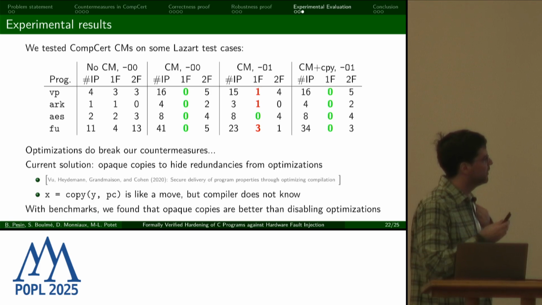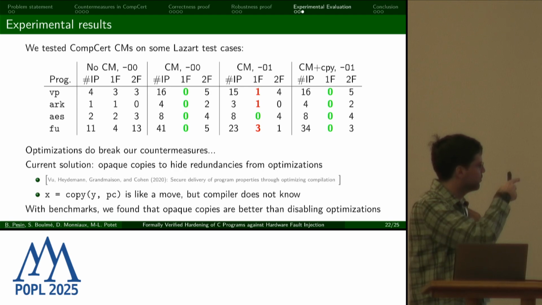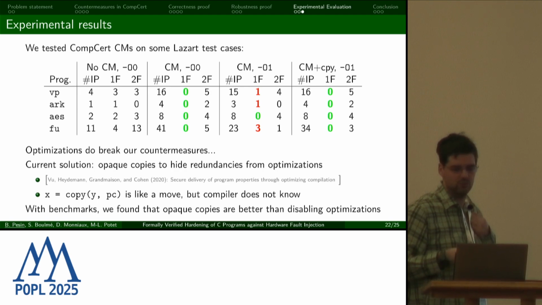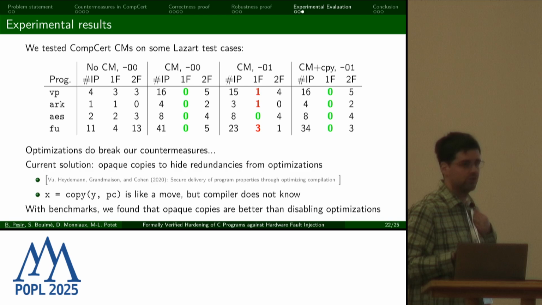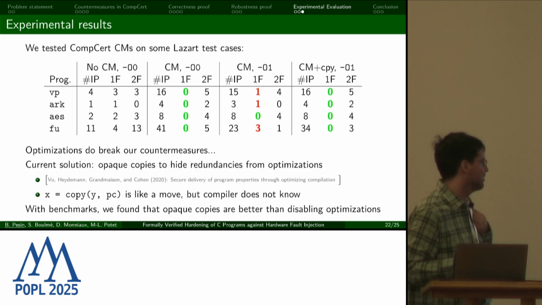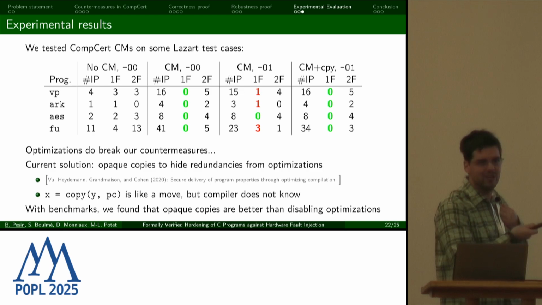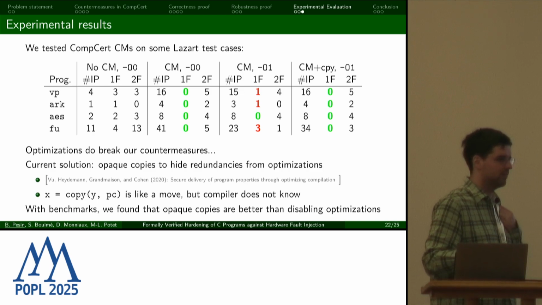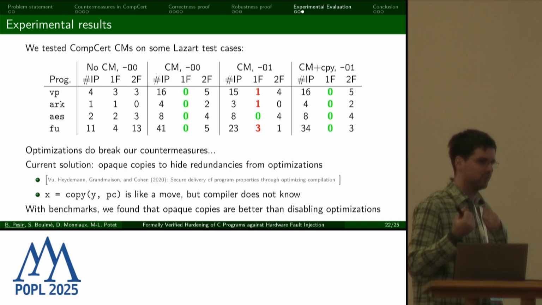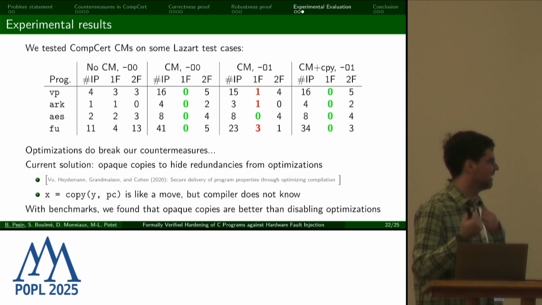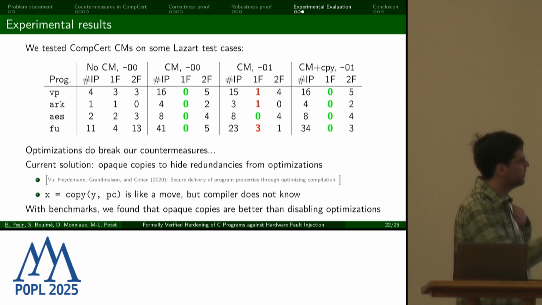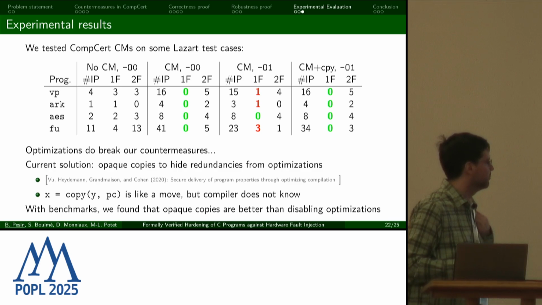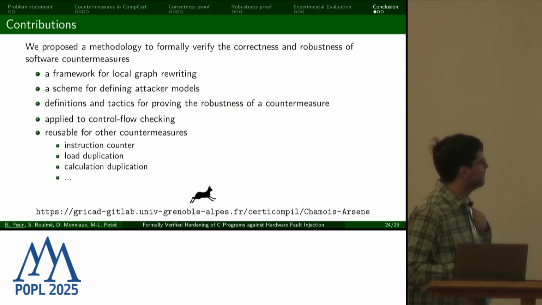So we managed to fix this issue by following an approach from an earlier paper, which is essentially to opacify the program a bit by adding some opaque copies which behave as moves in the final executable, but the compiler is not supposed to notice that. This allows us to hide from CompCert the fact that there are some redundancies in the countermeasures, so it doesn't optimize them anymore. And this seems to be working, at least for the few tests that we ran.